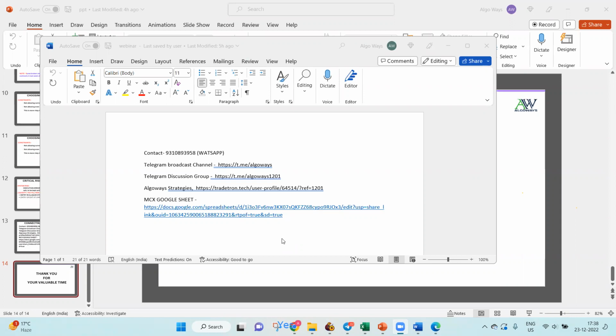Is there any way to see the option chain of crude? Yes, you can see it on the website of MCX. You can get in touch with me. I'll just give you the link.